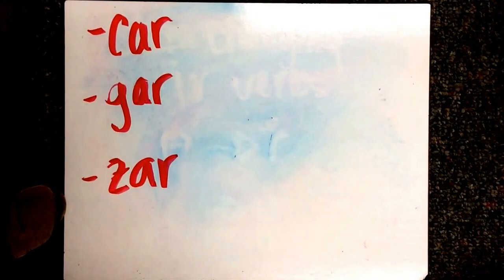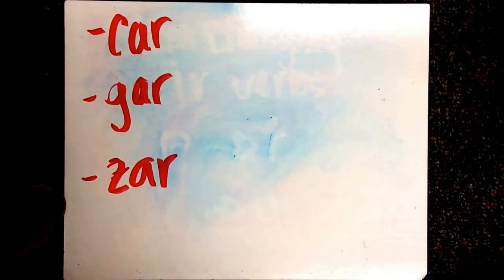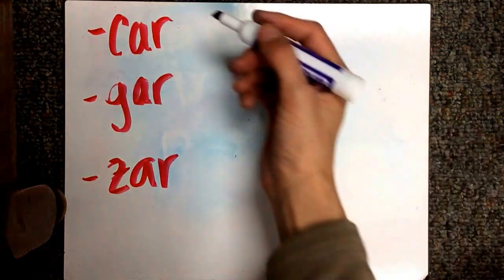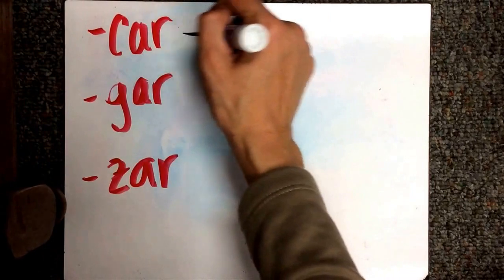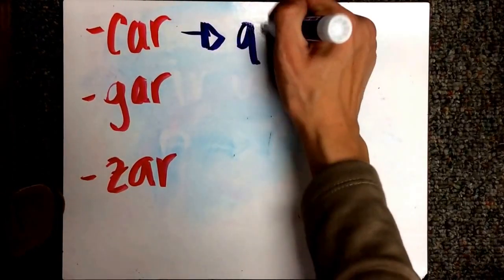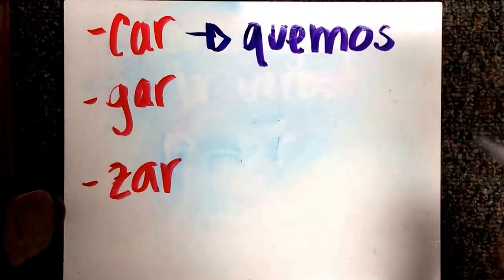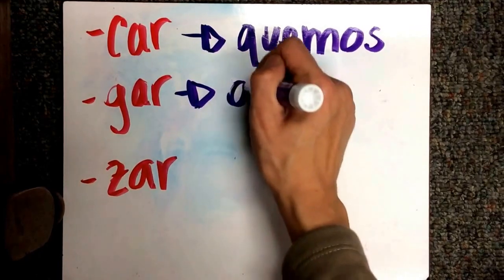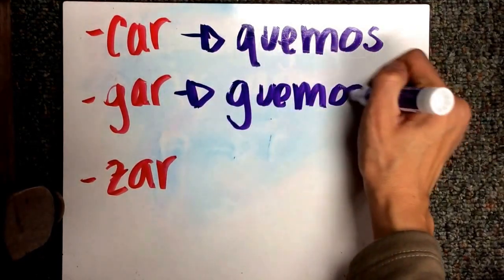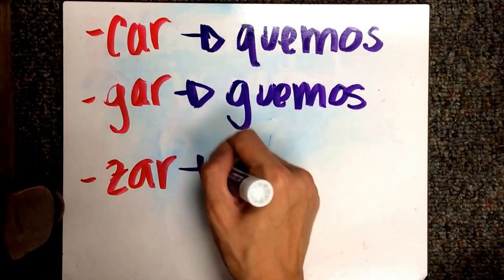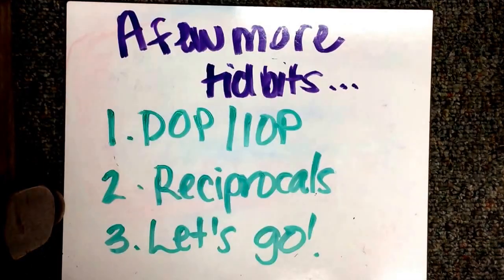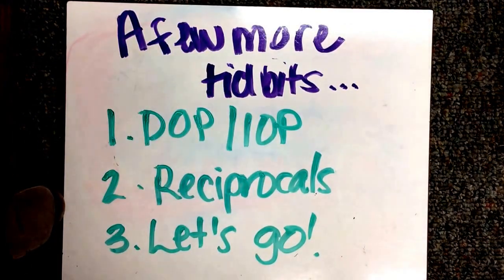Another thing to keep in mind are verbs that end in car, gar, and zar, right? So any verb that ends in CAR, we need to make sure that we change the ending when we're putting it in the nosotros command form. So a CAR verb will go to for the ending. A GAR verb will go to for the ending, and a ZAR verb will go to for the ending.